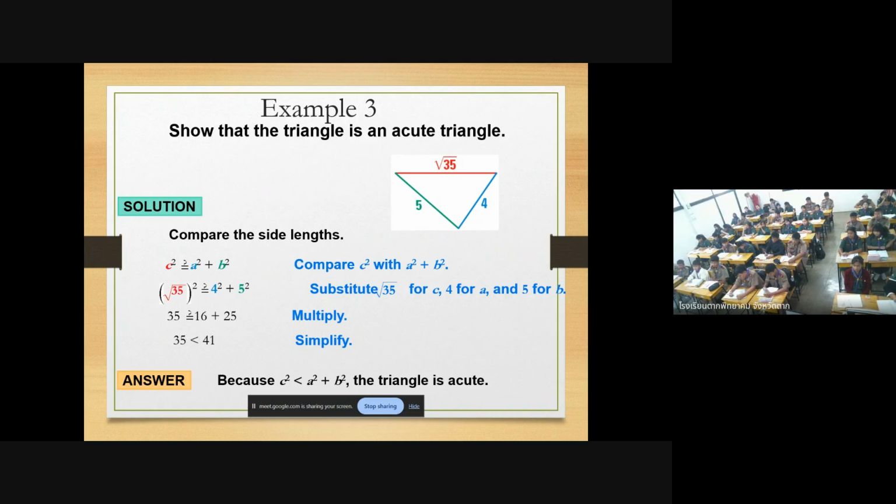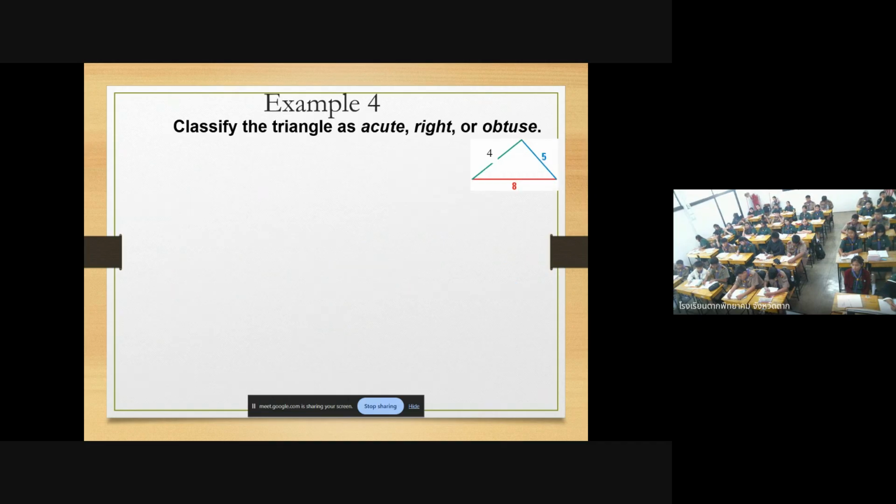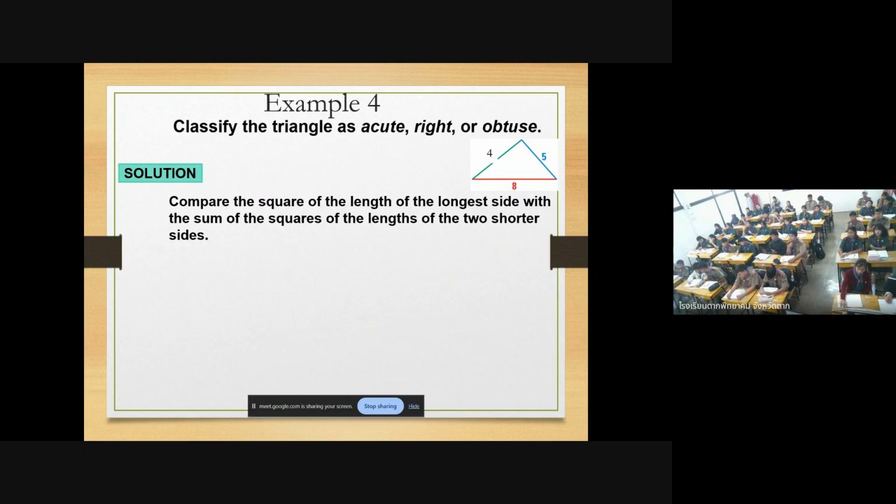Understand? The first thing you need to do is to find out the longest side. So you can compare the two legs. All right, next, another. How about this? The longest side is 8, right? So what type of triangle is this?